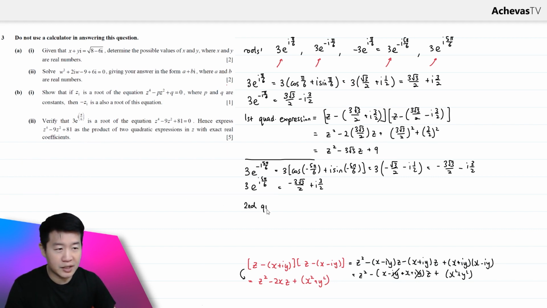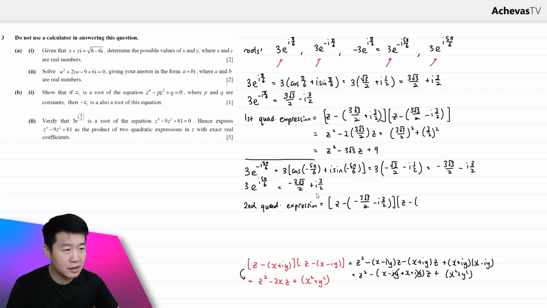So the second quadratic expression will be taking z minus the first one, minus 3 square root of 3 over 2 minus i of 3 over 2, then z minus the other one, minus 3 square root of 3 over 2 plus i of 3 over 2. Again, making use of the same result, we have z squared minus 2 times minus 3 square root of 3 over 2 z plus minus 3 square root of 3 over 2 squared plus minus 3 over 2 squared. And this gives us z squared plus 3 square root of 3 z plus 9.